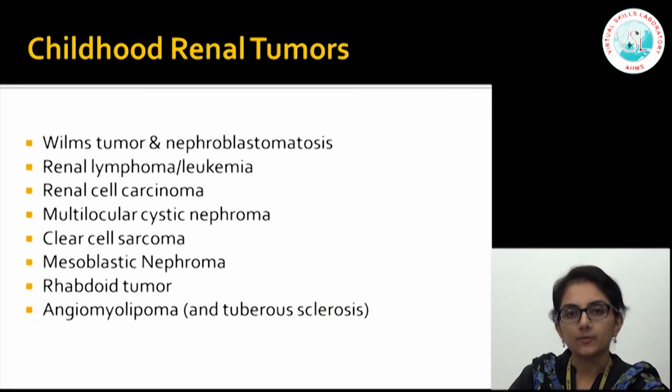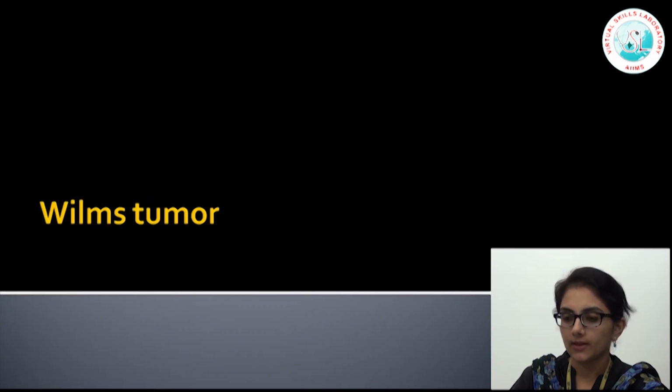Let's now move on to some childhood renal tumors. There's a long list here, the first of which is Wilms tumor. You can also have renal lymphomas or leukemias. RCCs can present in childhood, particularly when there's a genetic issue there. Clear cell sarcoma of the kidney or CCSK, mesoblastic nephroma, and rhabdoid tumor constitute really the classical childhood renal tumors. Let's look at Wilms tumor.